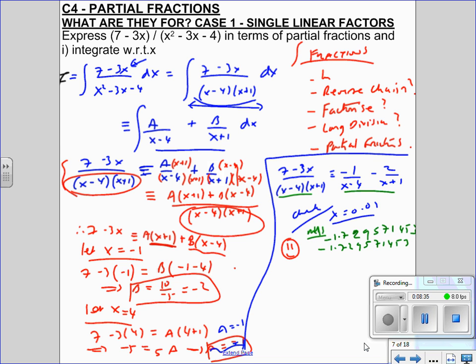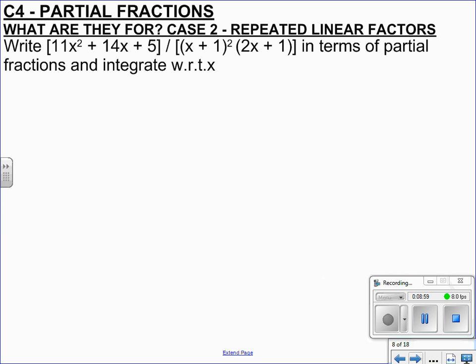And now you can see the advantage of this, because we need to integrate this, and we can clearly see that this is a ln situation now. So this is minus ln mod x minus 4 minus 2 mod plus 1 plus c. Quick differential to check, and you'll see that everything's all good. Case 2 then. So that was case 1. Now we're on case 2.